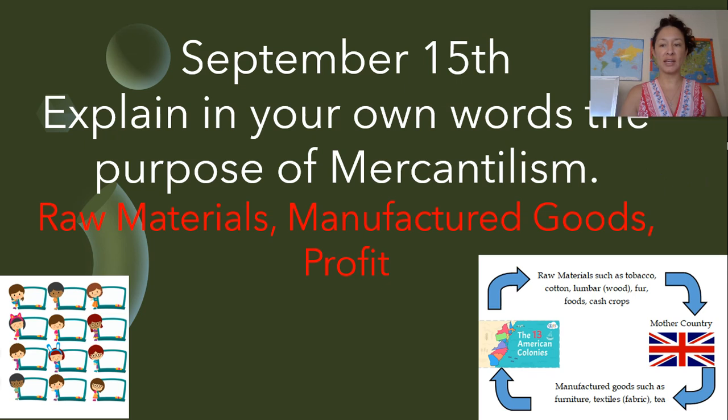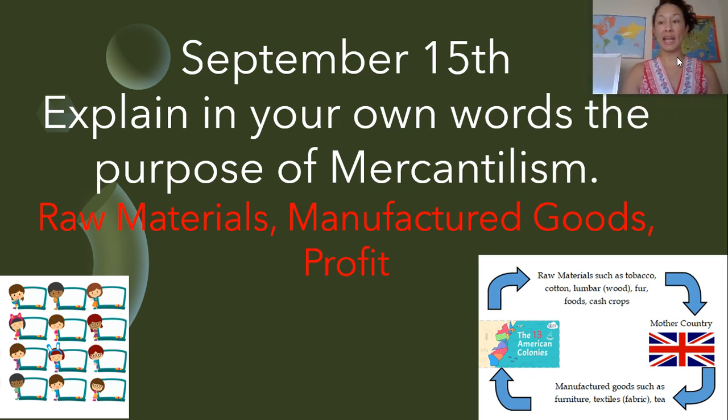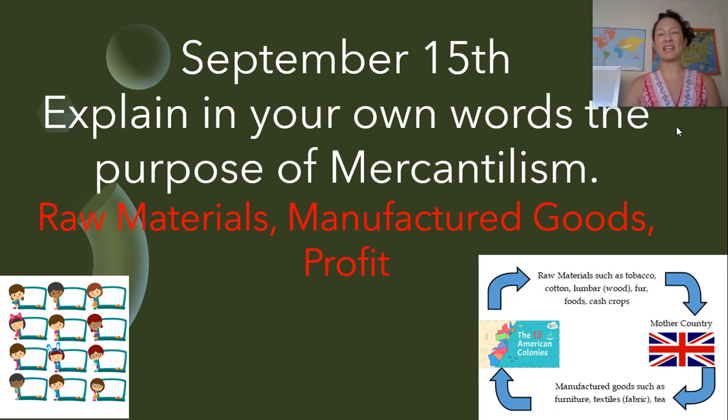So yesterday, we introduced a new word, mercantilism, and we talked about how this cycle of trade was a way for the king to control the colonies. So we're going to start with a quick write. We want you, in your own words, to explain the purpose of mercantilism, trying to use these main words that are in red, okay? We're going to be doing this in Whiteboard Fee, and you have this diagram to help you out.